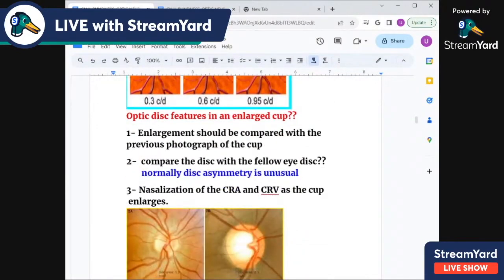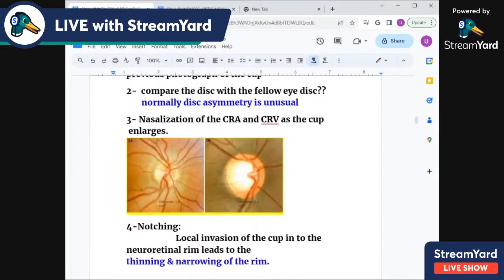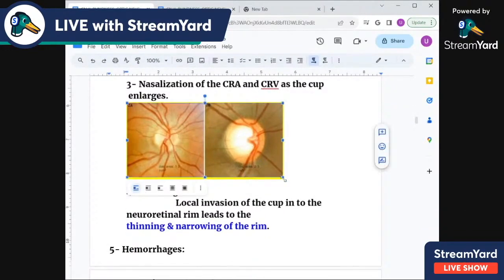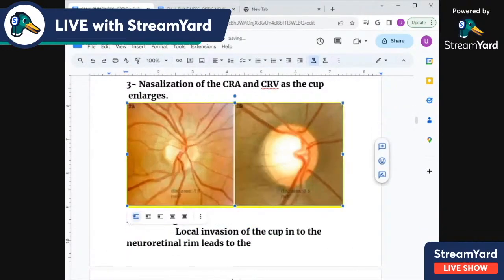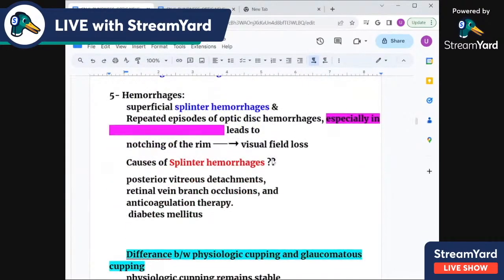So there are four or five features. Enlargement compared with the other side, compared with the old photograph. Okay, nasalization of CRA and CRV. As the cup enlarges, the notching is very clear. Let me enlarge it. See the notching here? Neuroretinal rim notching because of the enlargement. And then there are splinter hemorrhages. So these are the features in the neuroretinal rim when the optic cup enlarges and it is cupping.